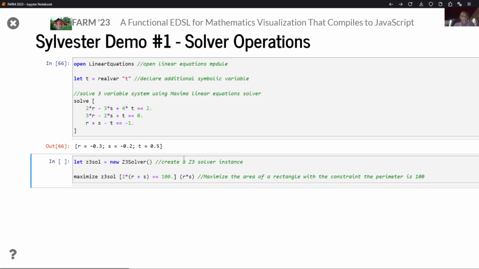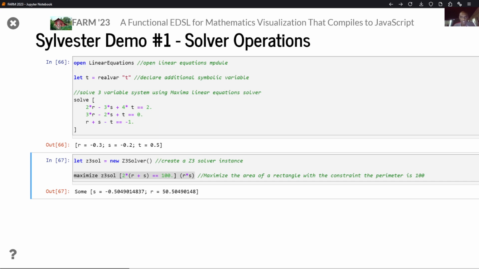We can also use Z3. Z3 is an open source SMT, satisfiability modulo theories solver from Microsoft. It's really, really popular, and Sylvester provides a functional language interface to Z3. Here we're expressing a particular optimization problem. We want to maximize the area of a rectangle, given that the perimeter of the rectangle is 100. This is how we express that in Sylvester, and we can solve this pretty easily using Z3.